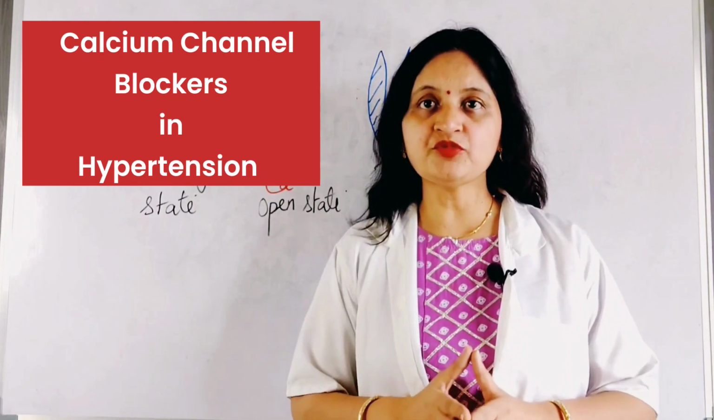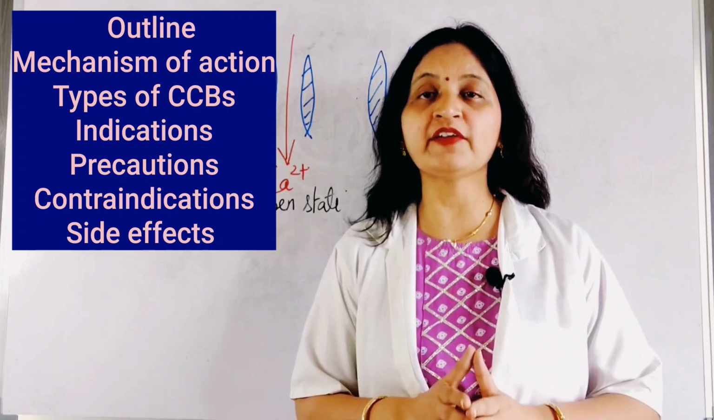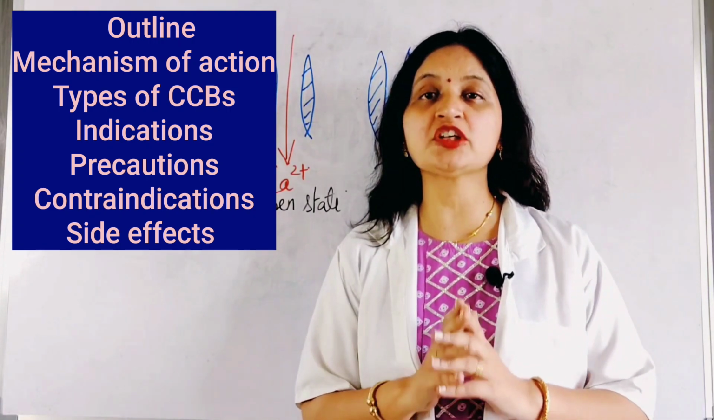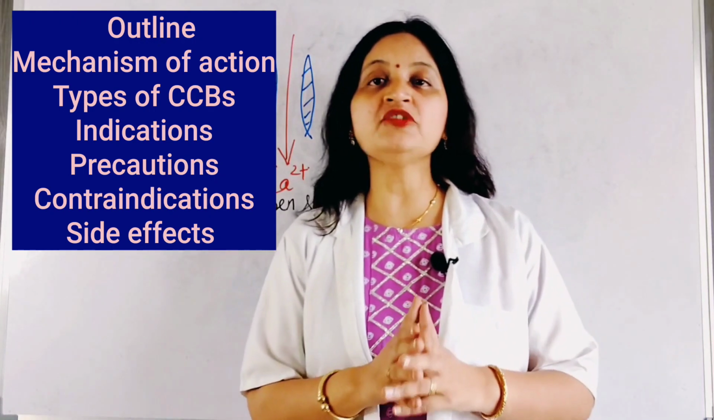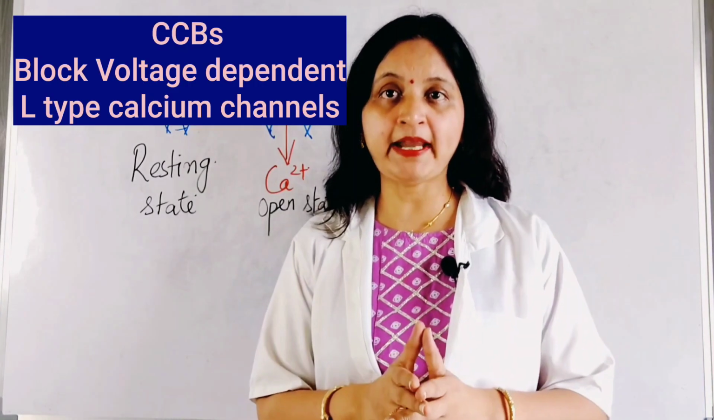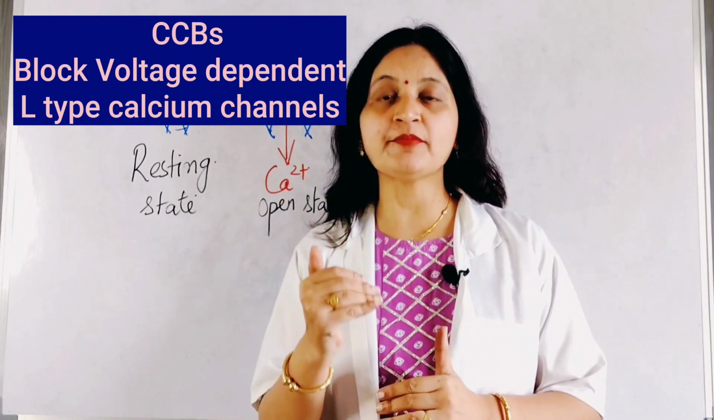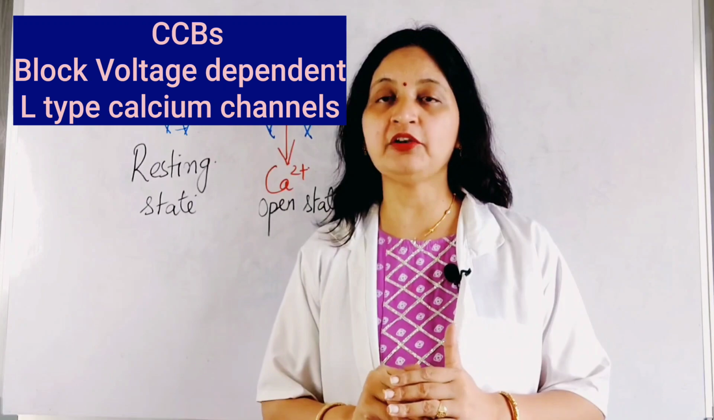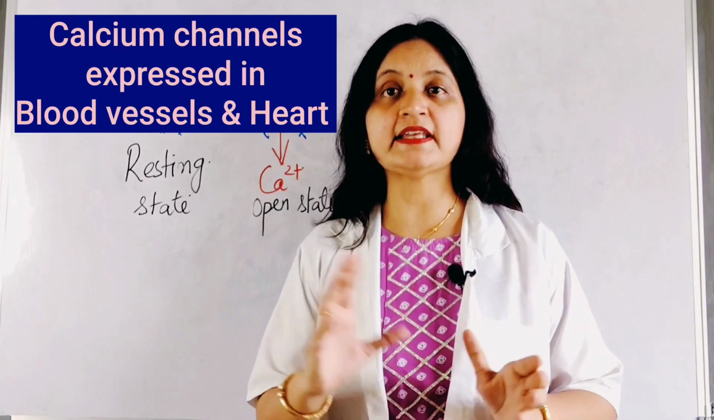Let's talk about the calcium channel blockers in hypertension: the mechanism of action, types of calcium channel blockers, indications, precautions, contraindications and side effects. So these drugs block the voltage-dependent L-type calcium channels, inhibiting the calcium current and decreasing the cellular response. L-type calcium channels are expressed in the blood vessels and in the heart.